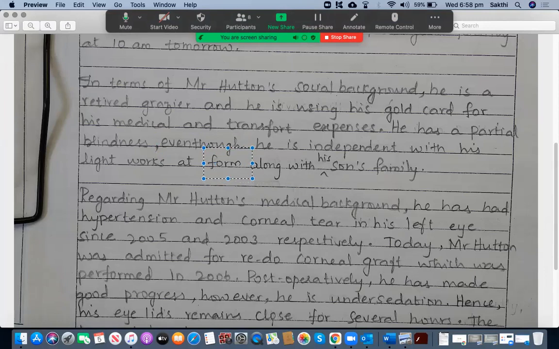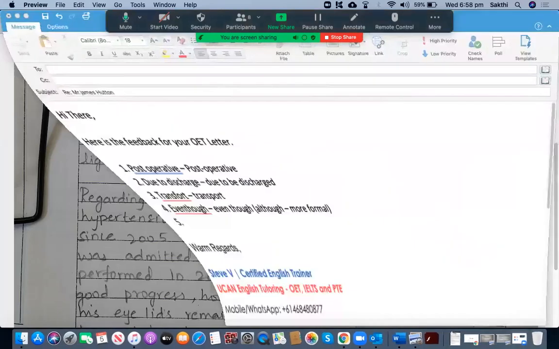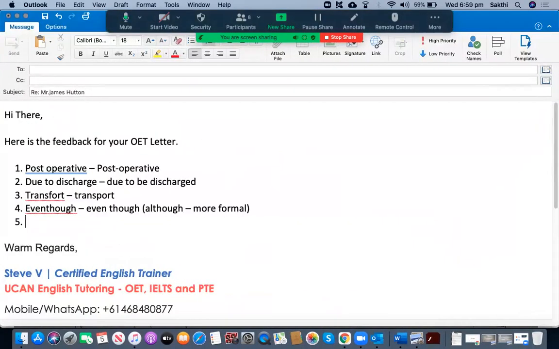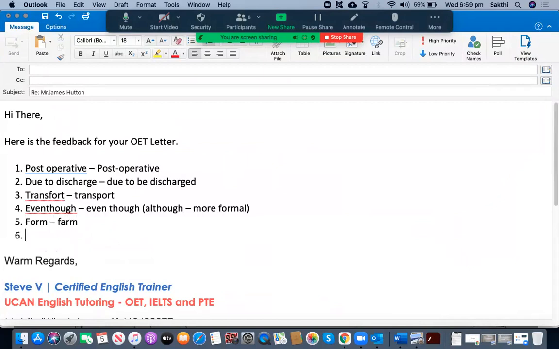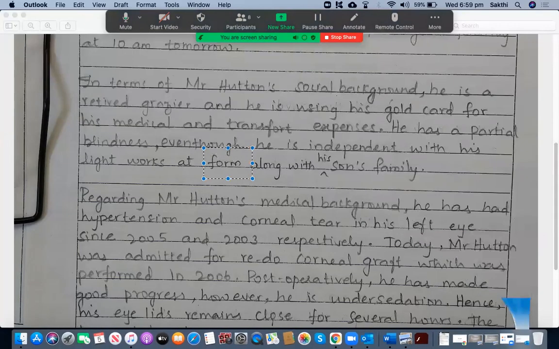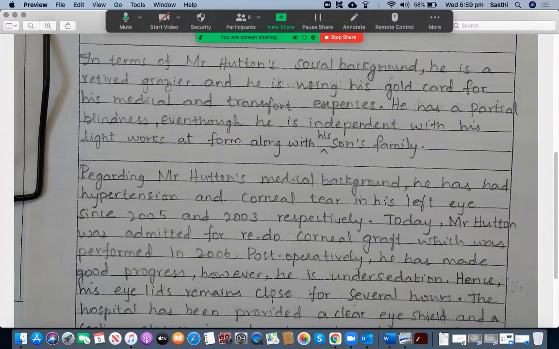farm." Do you know what "form" is? F-O-R-M. A form is a kind of application form, for example. But I believe you wanted to write F-A-R-M. Am I right? Yes, sir. It's really wrong. It makes it sound like someone cannot work at an application form or something. It doesn't look good. Okay, "along with his son's family." That's all right. So there are a couple of mistakes.